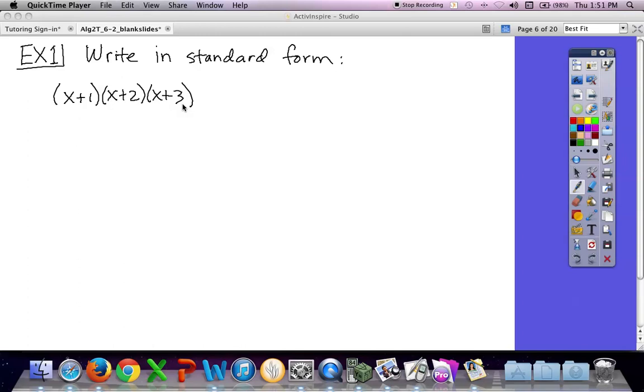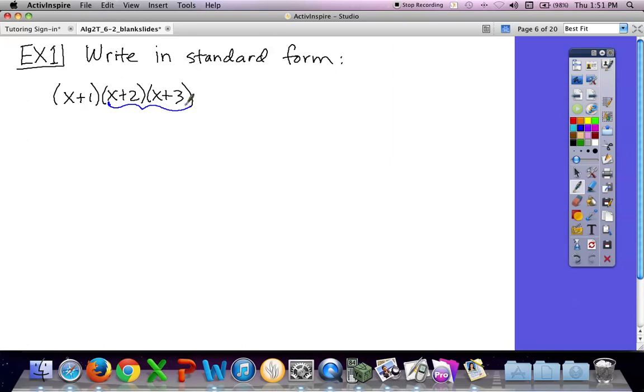Okay, so here's what you're going to do. You're going to take 2 of those linear factors and FOIL them. It doesn't matter which 2. Either take the first 2, take the last 2, or take the first and the last. FOIL 2 of them, and then multiply the factor you didn't use times that result. I'm going to take these 2. Let's FOIL these 2.